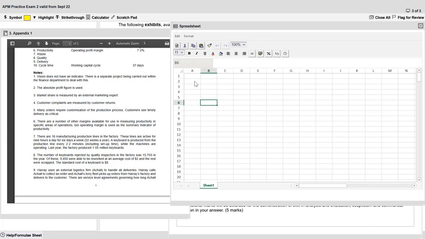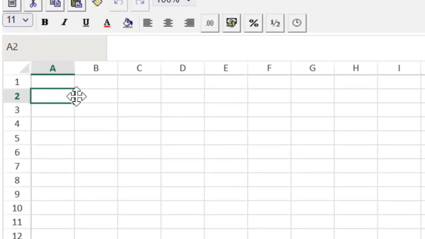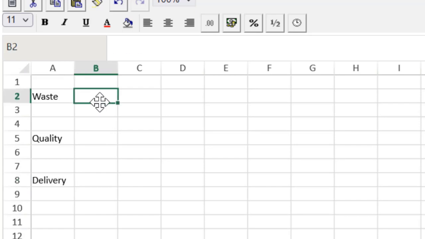I'm looking for metrics that cover the three operational areas that are missing: waste, quality, and delivery. The first area of performance that came to mind was utilization of the factory hours. We actually produced 1.05 million keyboards, but we have information about how much factory time we have. So how many keyboards should we have produced if it takes 2.2 minutes to make a keyboard?